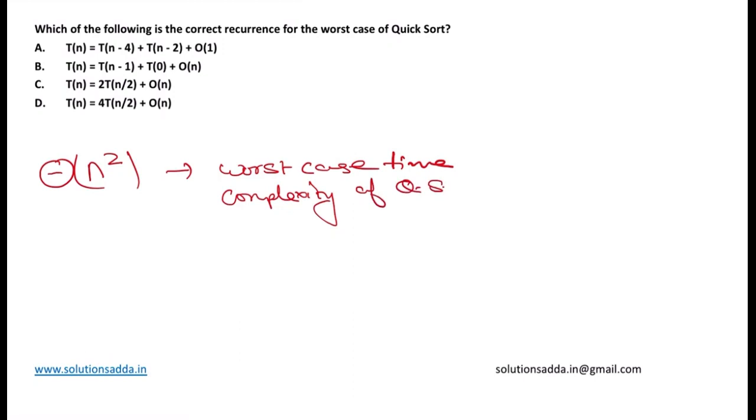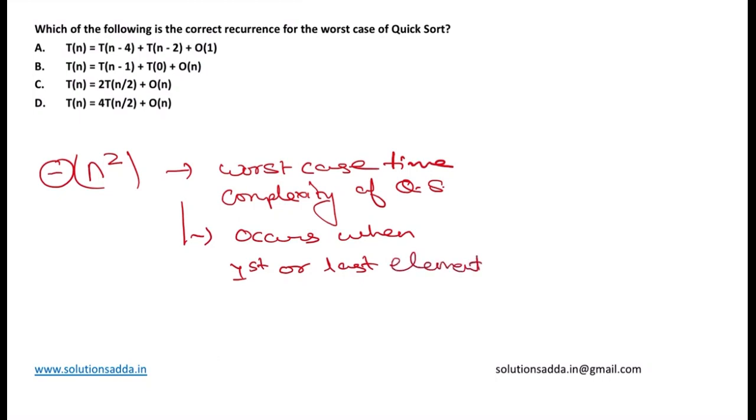So the worst case of quicksort is when the first or the last element is chosen as the pivot element. So worst case is order of n square, and it occurs when the first or last element is chosen as the pivot.